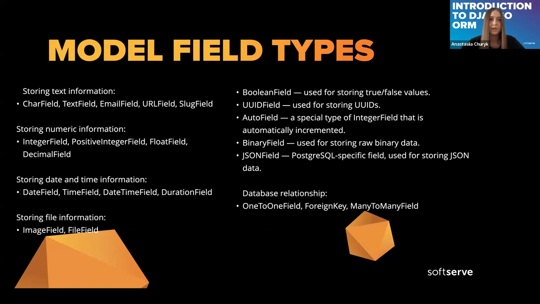It's very useful when you don't have a strict structure for your objects. Also, we have database relationship fields that are represented with one-to-one field for one-to-one relations, foreign key for many-to-one relations, and many-to-many field. So as you can see, when you develop a model with Django, there are much fewer cases when you have to write your own validation.